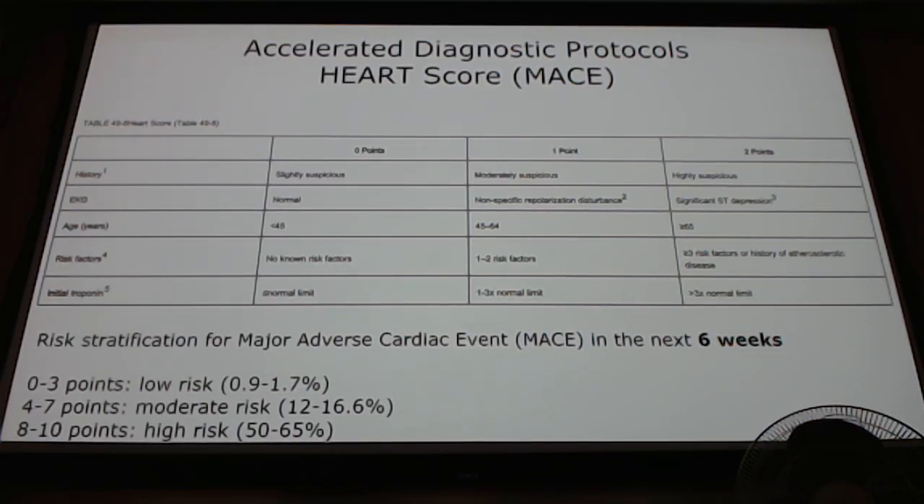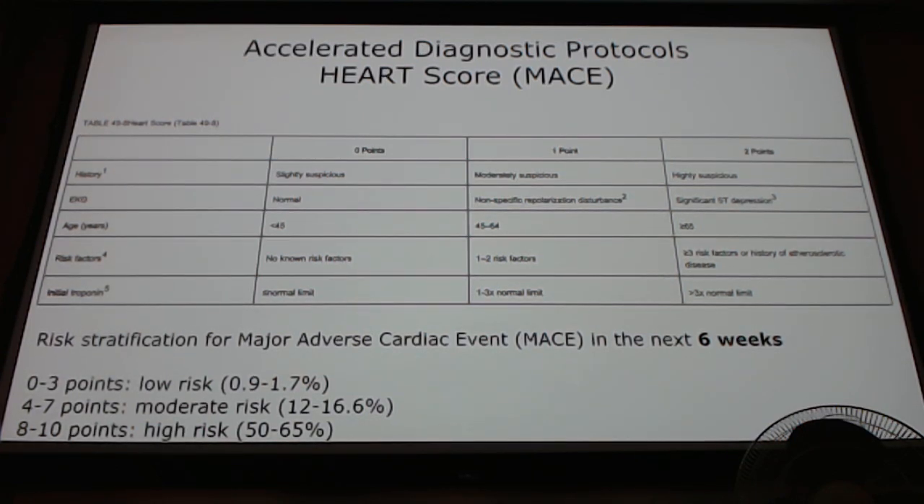Then we look at the EKG. They get a 0 if it's normal. If they have non-specific repolarization disturbance, we give them a point. ST depression gets 2 points. For age, under 45, 45 to 64, and over 65, they get points added. Then we look at risk factors. Are they a smoker? Are they obese? Do they have hypertension, diabetes, hyperlipidemia? Then we just add it up. One or two risk factors, they get a point, and they get 2 points for 3 or more risk factors.